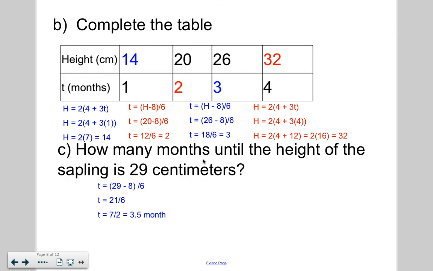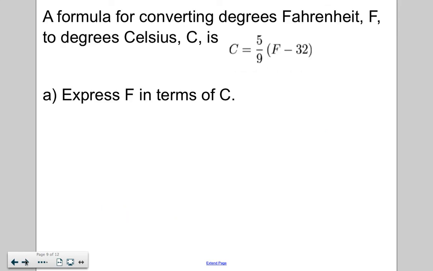So in the next one, how many months until the height of the sapling is 29 centimeters? Well, how many months? I need to know t, so again, I used this equation. I plugged in 29 for the height, and I solved to get my answer.